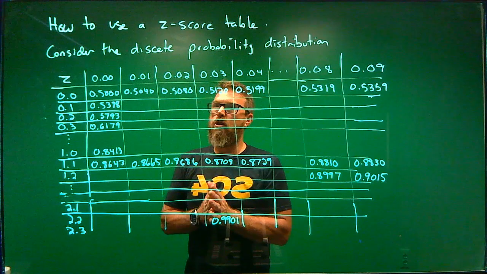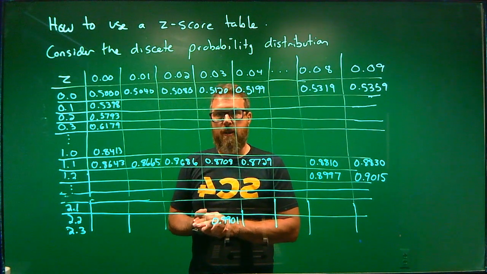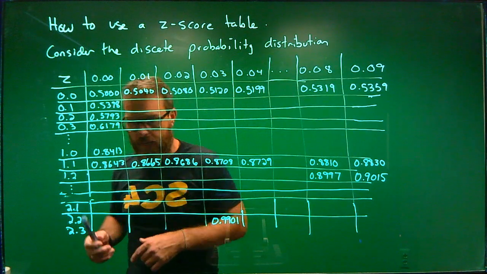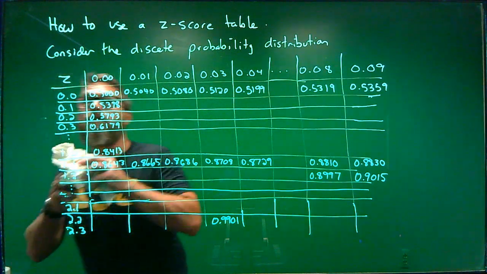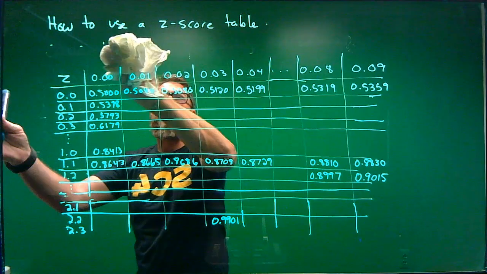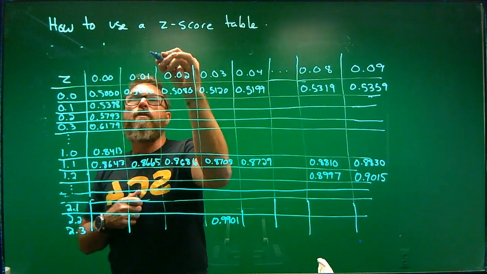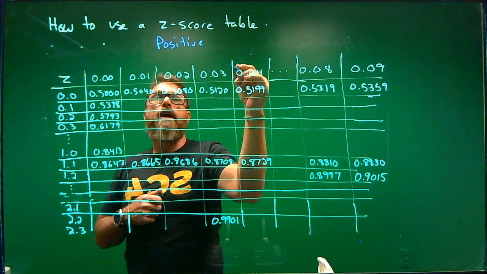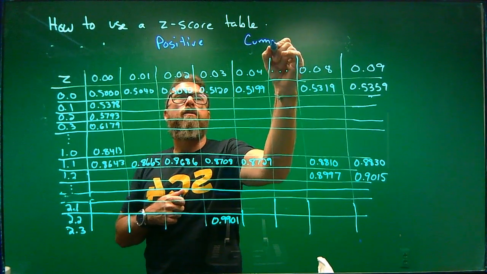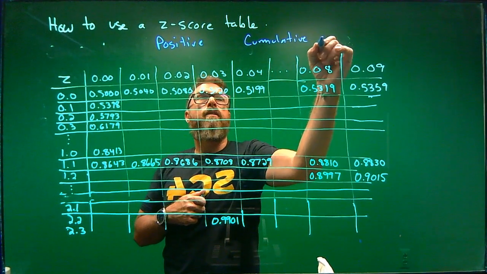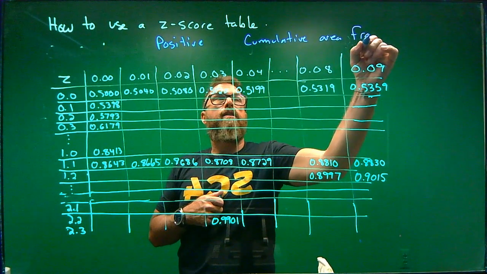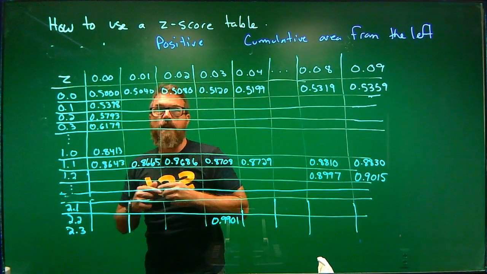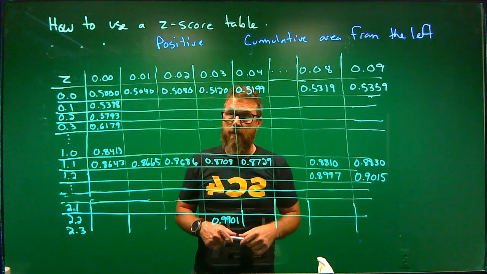So here's a partially filled out z-score table, and this is going to be a positive z-score table. And you'll know it's positive because right on top it will actually say a positive z-score table. And then they'll also say that this is cumulative area from the left. And what they mean by that is these are accumulations of probabilities.